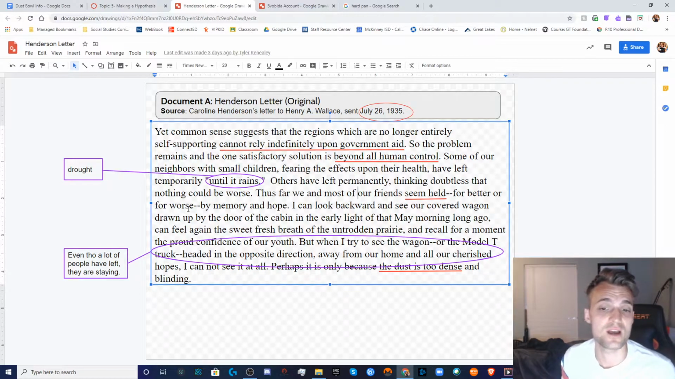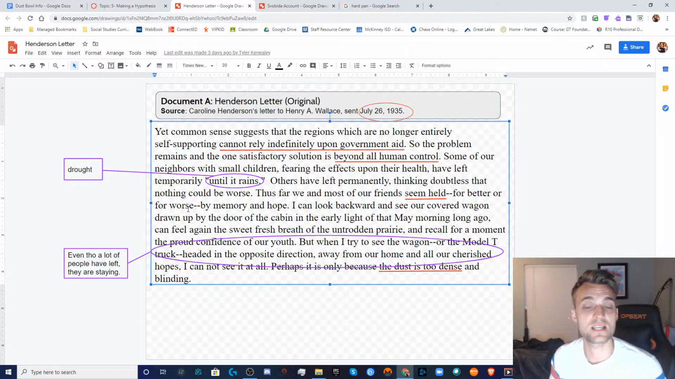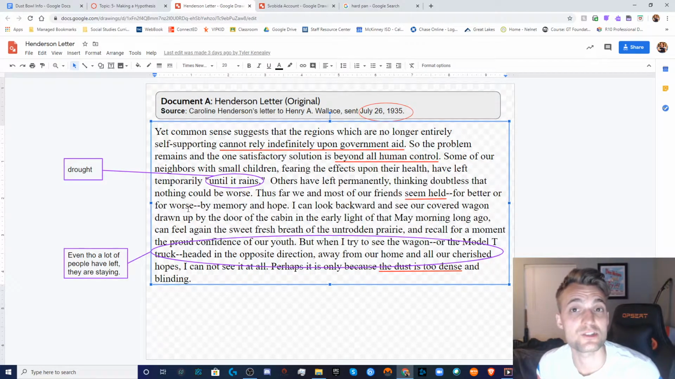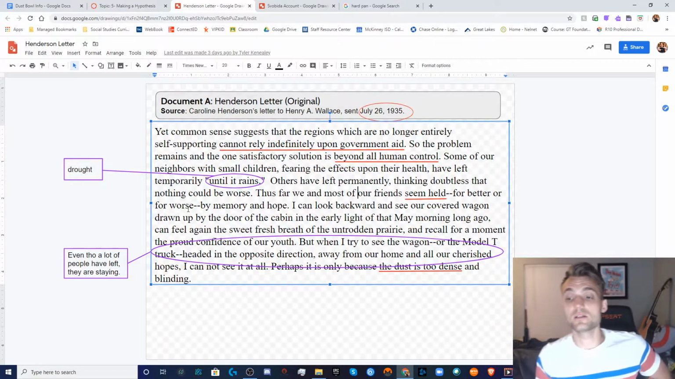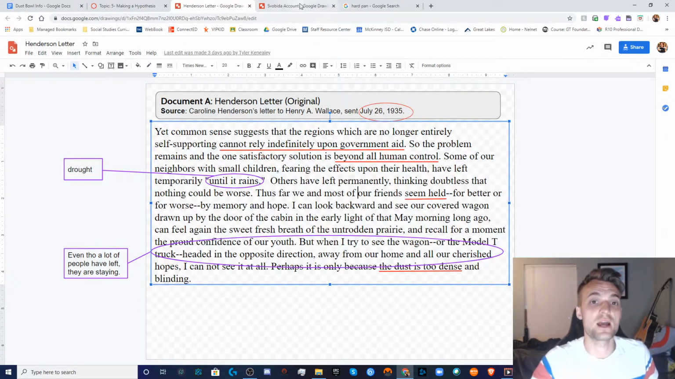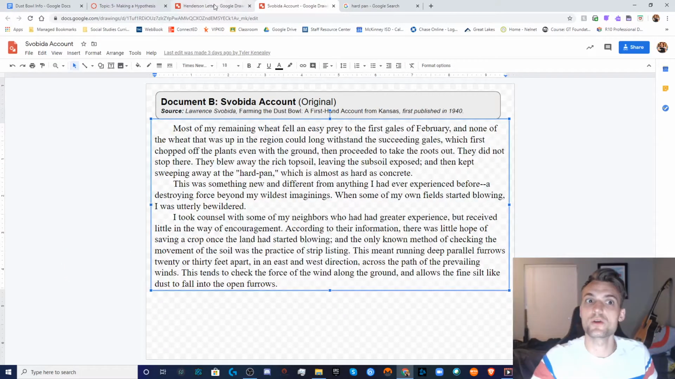Perhaps it is only because the dust is too dense and blinding. So, we're going to need to dissect this and get as much information as we possibly can. This is the one we're going to do together. Tag along, and this Svobida account is one that you're going to do on your own.